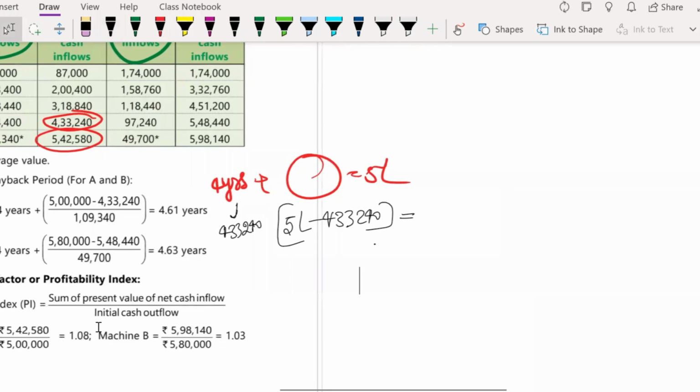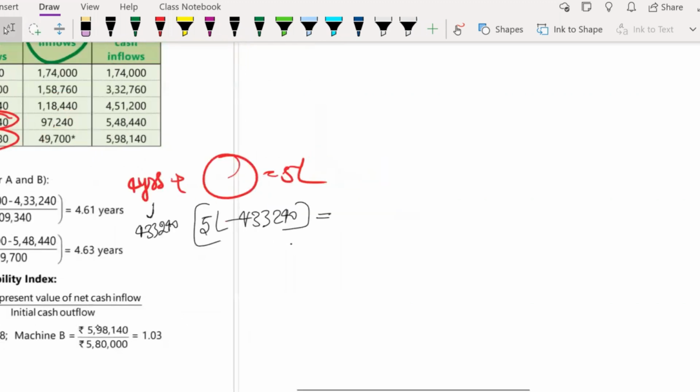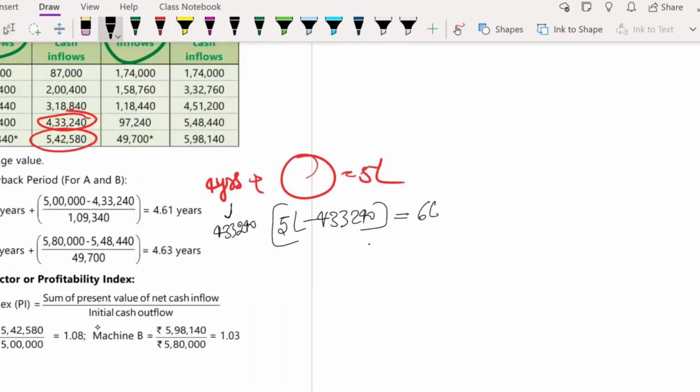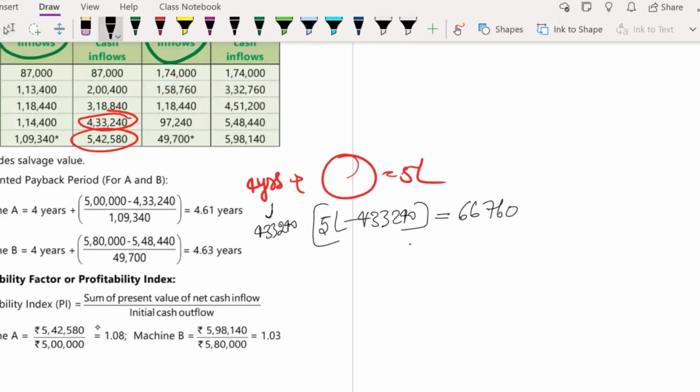I'll just take out the calculator. So it will be 5 lakh minus 4,33,240. You need 66,760 more. Okay. So here you have to see from year 4 to year 5, how much is the gap?